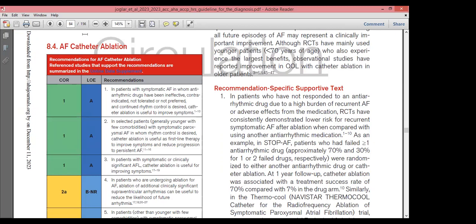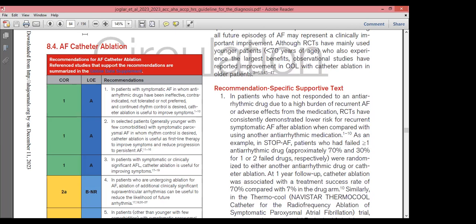So class 1, they said in patients with symptomatic AF in whom antiarrhythmic drugs have been ineffective or contraindicated or not tolerated or not preferred, and continued rhythm control is desired, catheter ablation is useful to improve symptoms. This is now a class 1 recommendation. Also, in selected patients, younger age group with fewer comorbidities, with symptomatic paroxysmal AF, in whom rhythm control is desired, catheter ablation is useful as first-line therapy. This will reduce their symptoms and it will reduce progression to persistent AF. This is also class 1.